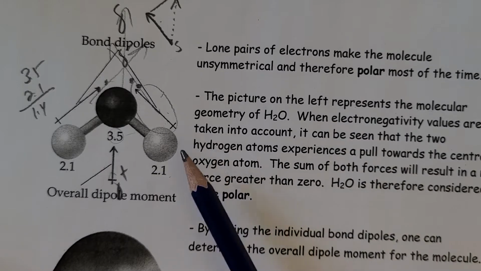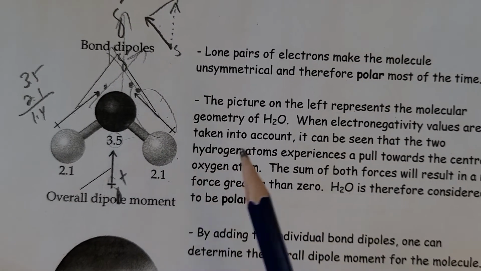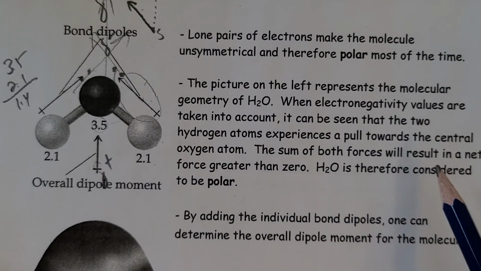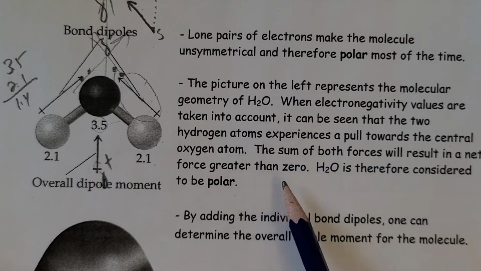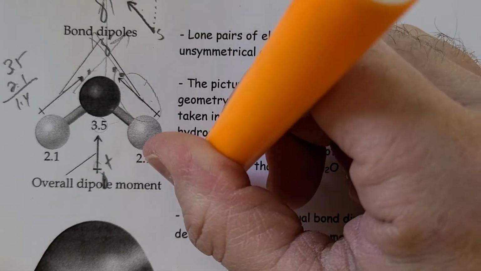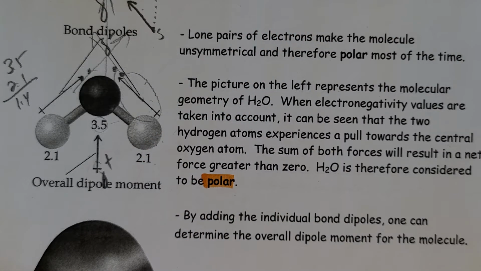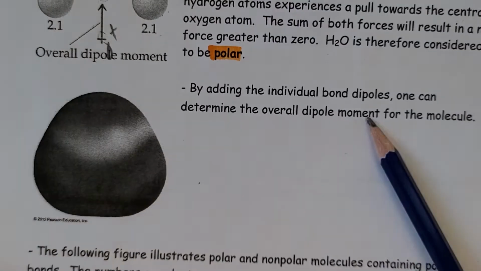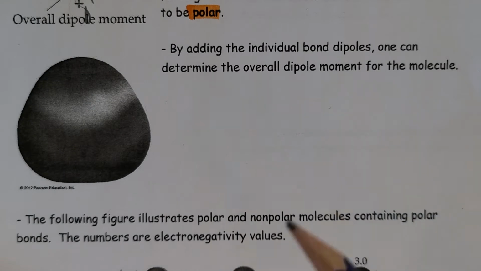So when electronegativity values are taken into account, it can be seen that the two hydrogen atoms experience a pull towards the central oxygen atom. The sum of both forces will result in a net force greater than 0. H2O, therefore, is considered polar. It does have a pull in a particular direction. There's no cancellation there. By adding the individual bond dipoles, one can determine the overall dipole moment of the molecule.